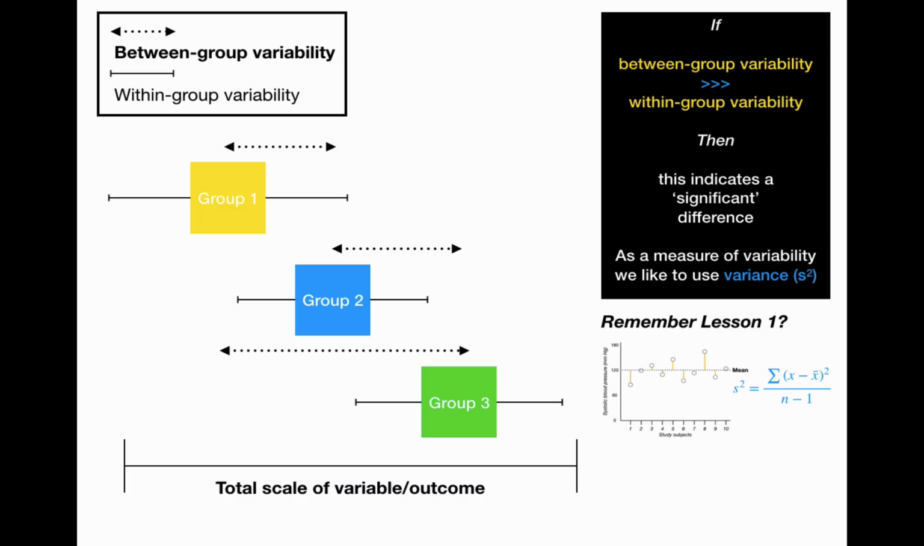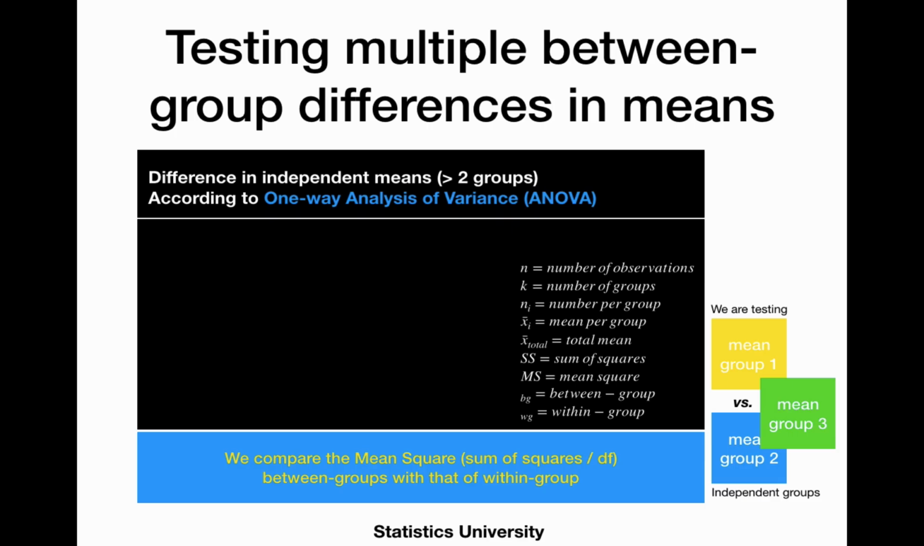Remember this formula from lesson 1? And that's exactly what we do in the ANOVA. It's a little bit complicated, and you're not going to do this by hand, probably. You can just let the computer do the hard work for you, but this is how you calculate an ANOVA. We start with the sum of squares between groups with its associated degrees of freedom. Note that k here is the number of groups.